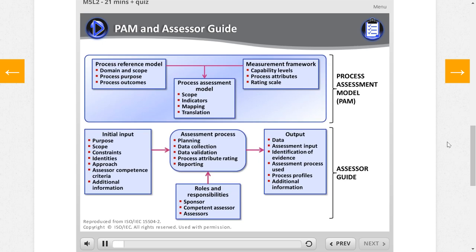The diagram on your screen shows the COBIT Process Assessment Model and the Assessor Guide. You can see the three components of the Process Assessment Model. The Process Reference Model, this is used to define the basic requirements of a process. The Measurement Framework, this provides the basis for evaluating the capability level of a process. And the Process Assessment Model. The Assessor Guide is outside of the scope of this course, so you won't be tested on it in the exam. But you will get a better understanding of COBIT 5 as a whole if you spend a few minutes studying the lower part of the diagram.